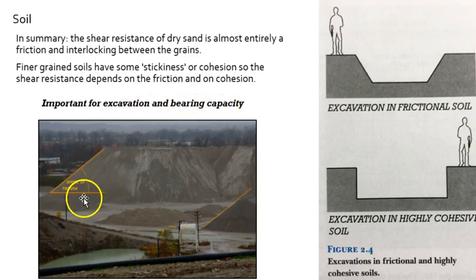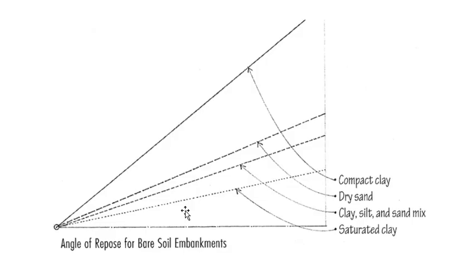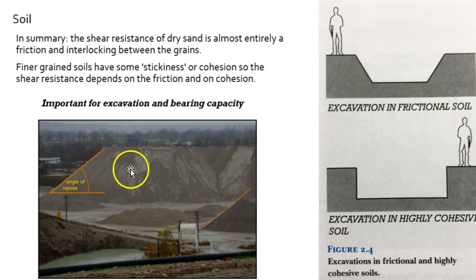So here we see what is referred to as the angle of repose. I'm just going to jump forward one slide and then I'll jump back to that. So here's the angle of repose for different soil types. So just left to itself, compact clay will allow for a relatively steep angle, and saturated clay, on the other hand, a much more shallow angle, with sand and silts being in between the two. So now going back, you could imagine how this concerns excavation.